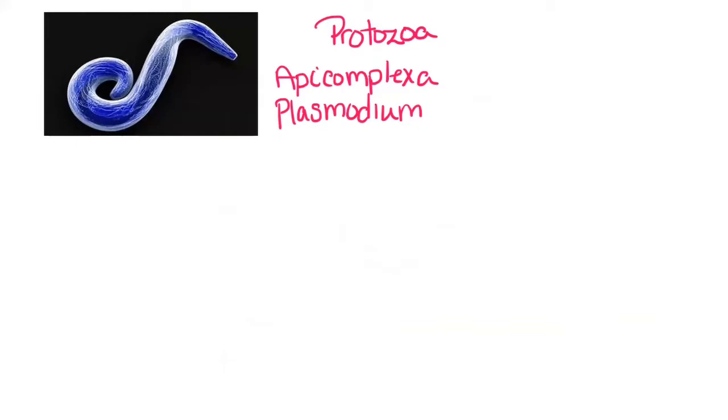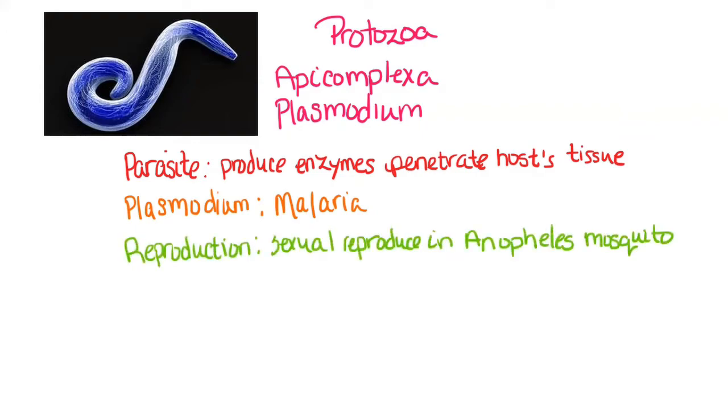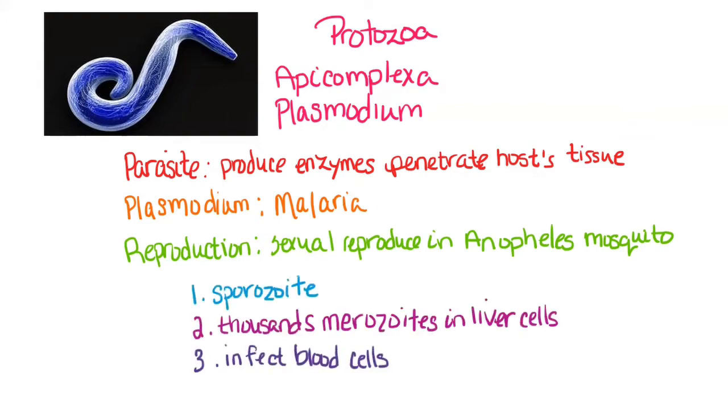Protozoa, Apicomplexa, Plasmodium. They are parasites. They produce enzymes that penetrate the host tissue. Plasmodium is known for causing malaria. Let's talk about reproduction. They sexually reproduce in Anopheles mosquitoes. Now, this infected mosquito will then bite the host, or bite the human, and inject sporozoites.